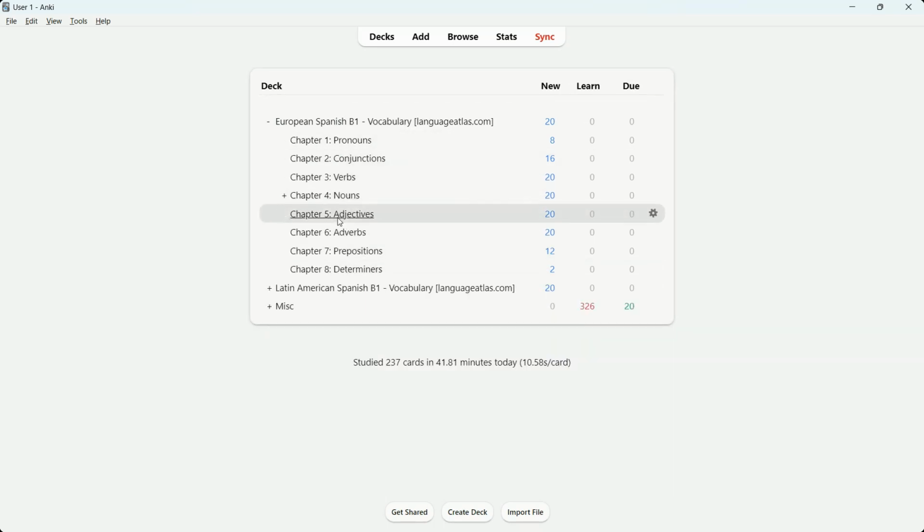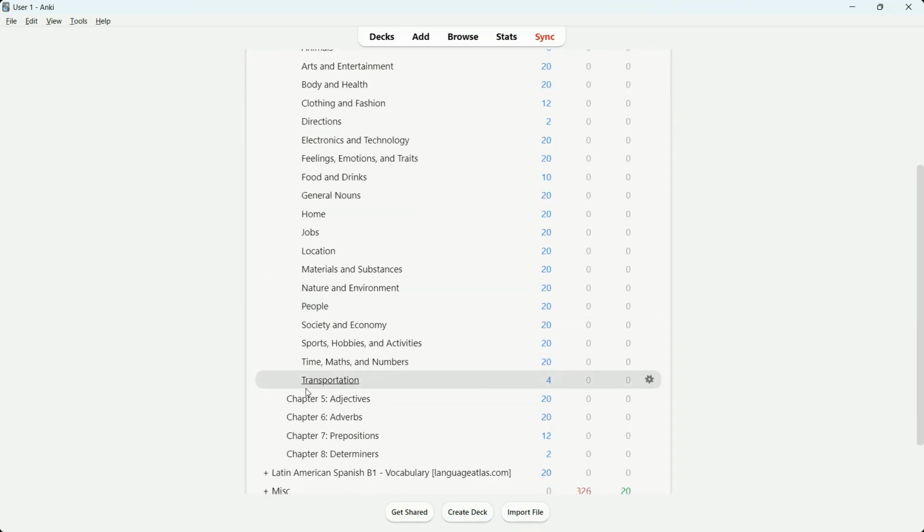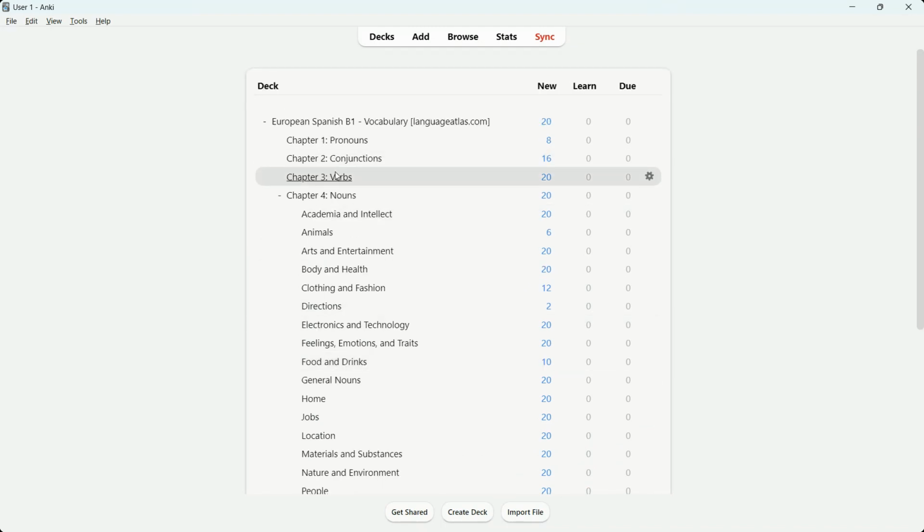two decks from European Spanish B1. I'll look at chapter 4 nouns, home, and I'll go to chapter 5 adjectives. And within Latin American Spanish B1, I will look at chapter 3 verbs. Again, before I proceed, I would like to say that even if you're interested in the other version of Spanish, it's still in your best interest to keep watching.